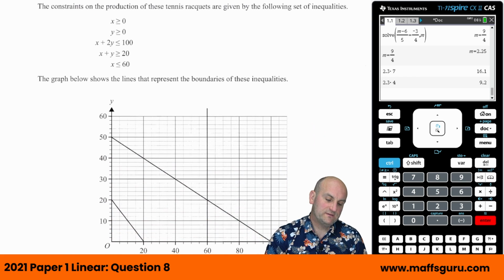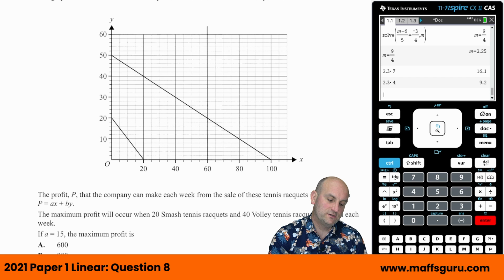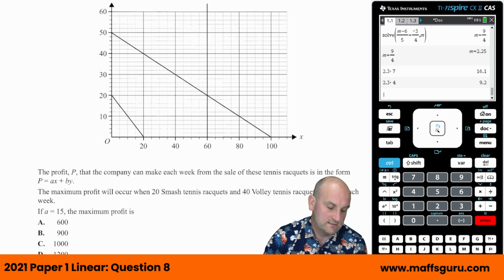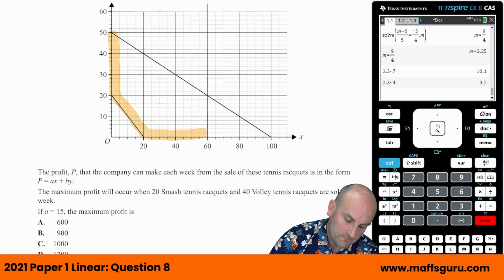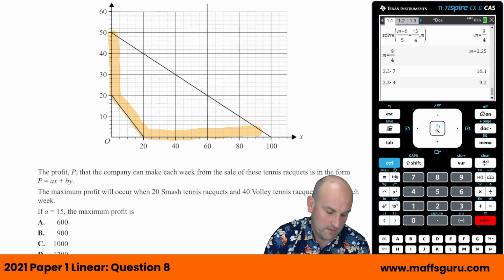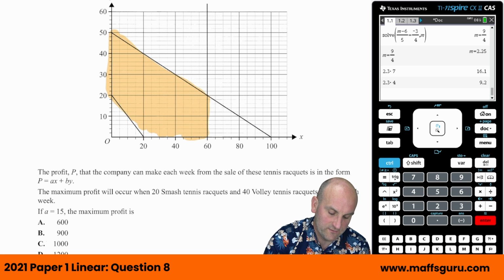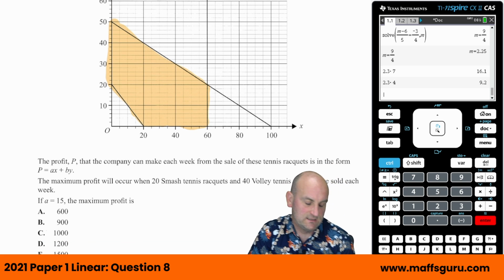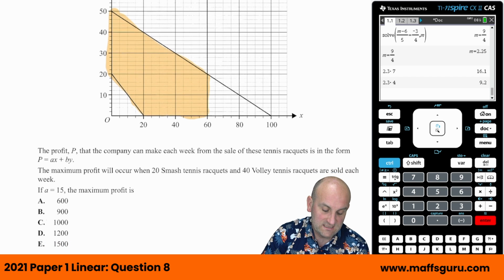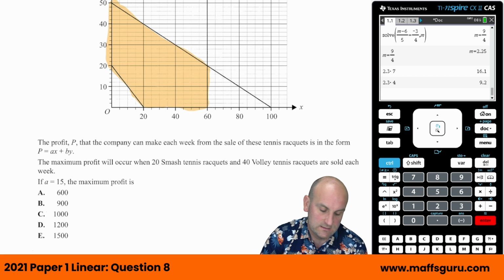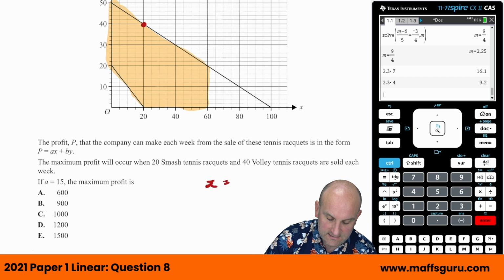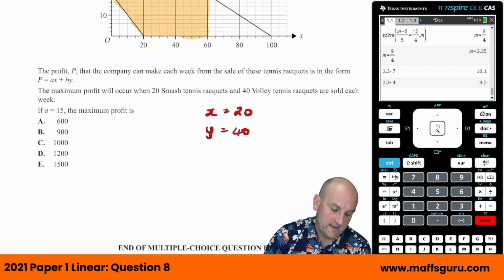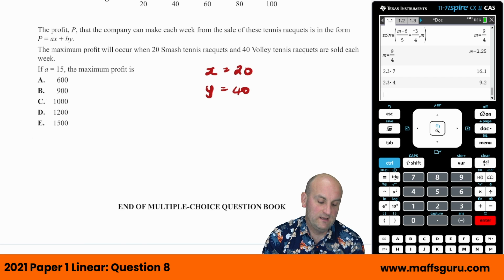A company produces 2 types of tennis rackets. I won't read the rest of the question. The graph below shows the lines that represent the boundaries of these inequalities. So the feasible region, if I remember rightly, is this section here. So there's my feasible region, all right? The profit P that the company can make each week from the sale of these tennis rackets is in the form of P equals AX plus BY. The maximum profit will occur when 20 smash rackets and 40. So I know now that X is 20 and Y is equal to 40. All right, the maximum profit will occur, if A equals 15, the maximum profit is.